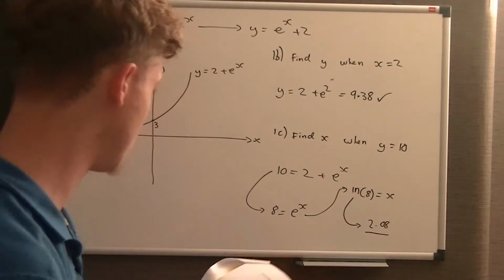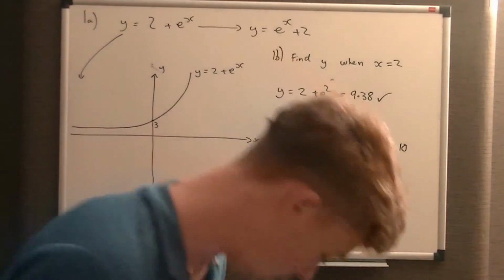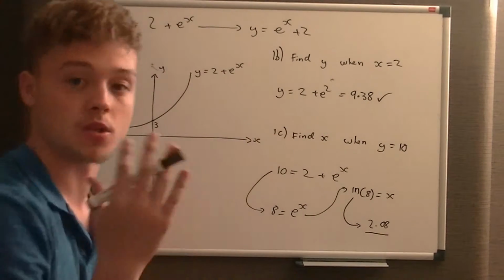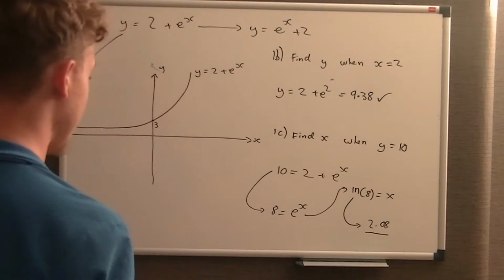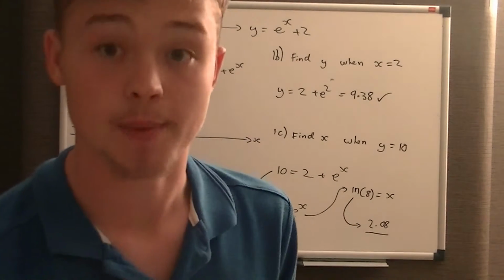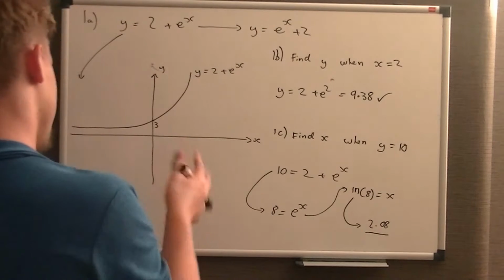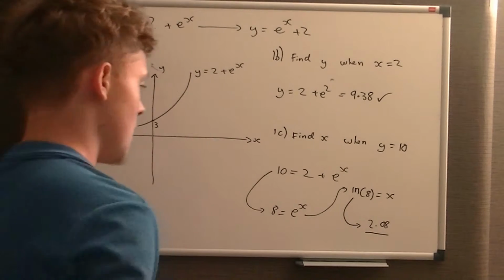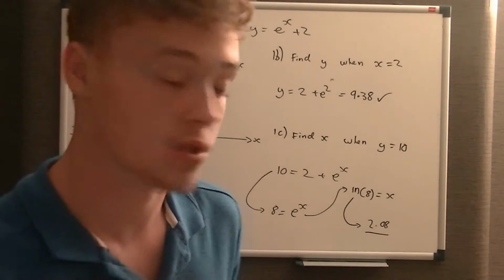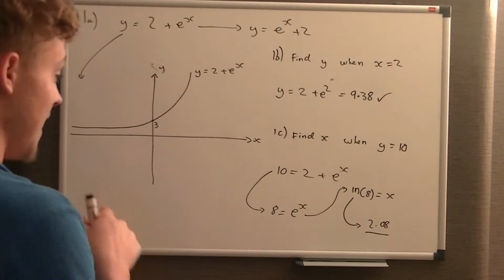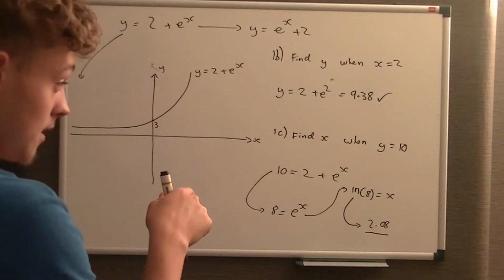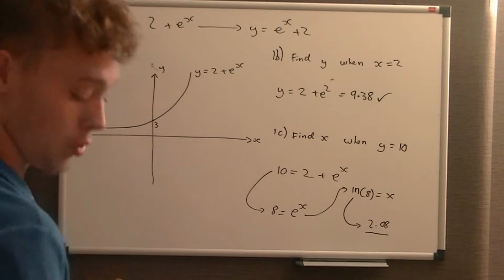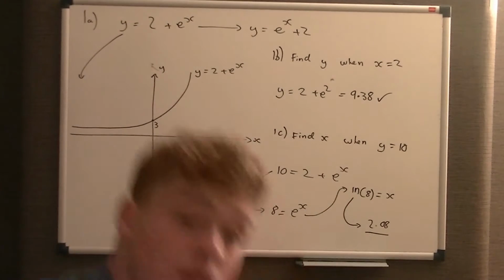So if you got them right, well done. If you didn't, I'll just explain why they're like that. Obviously 1b is quite straightforward. I hope you got that one. It's the 1c that I would have expected a few of you to struggle on. So basically what we did is we subtracted 2 from both sides, and if you do the inverse of 8, that gets you the power of x, and that gets you 2.08.